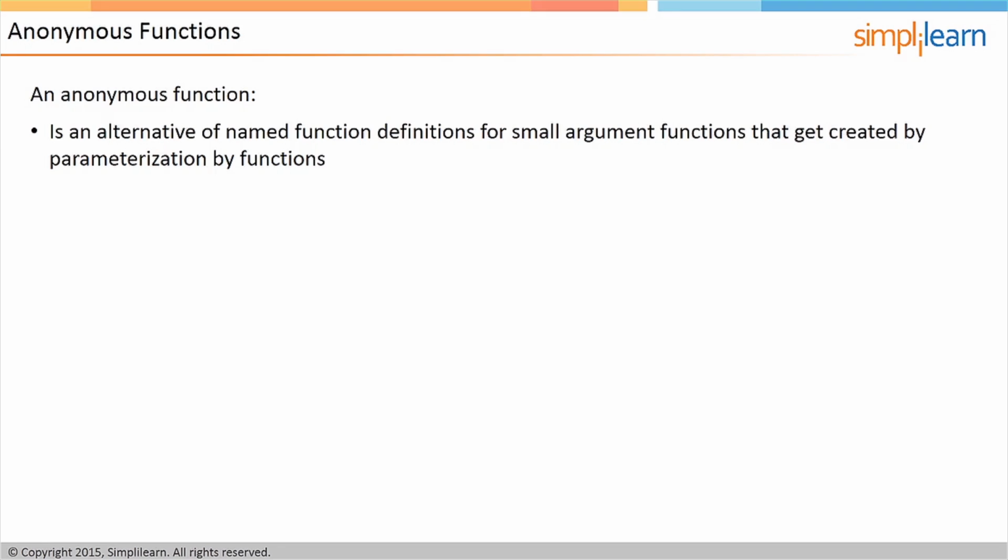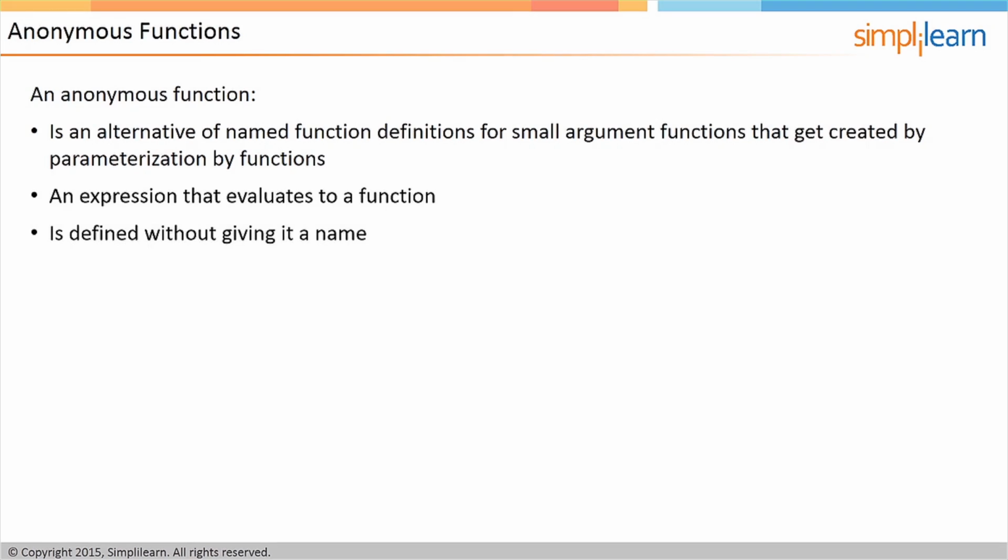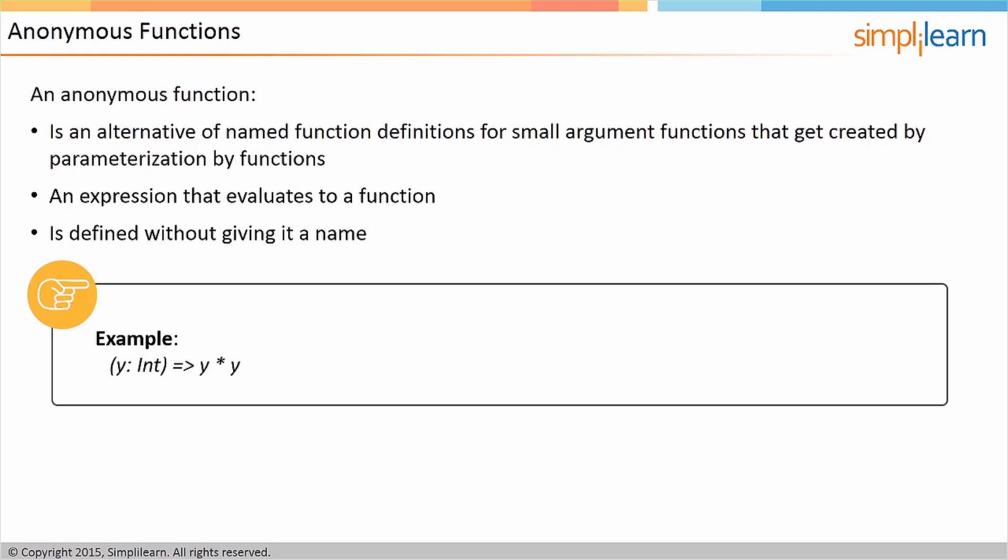An anonymous function is an alternative of named function definitions for small argument functions that tend to get created by parameterization by functions. It's an expression that evaluates to a function. These are defined without giving them any name. An example of such a function is given on the screen.